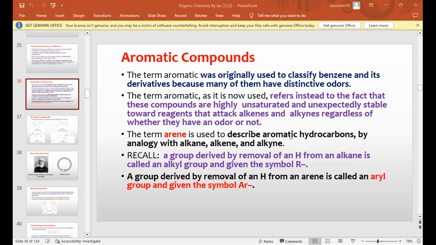Arene was used to describe aromatic hydrocarbons, similarly to the way we say alkane, alkene, and alkyne. A group derived by removal of H from an alkane is called an alkyl group, therefore given the term R. R usually stands for an alkyl group that is bonded to a functional group, whatever functional group it is. A group derived by removal of H from an arene becomes an aryl group. So when we're dealing with aliphatic carbons, we say an alkyl group is bonded to a functional group, but when we're dealing with aromatic compounds, it becomes an aryl group that is bonded to the functional group.